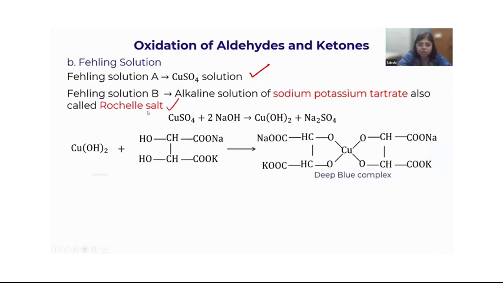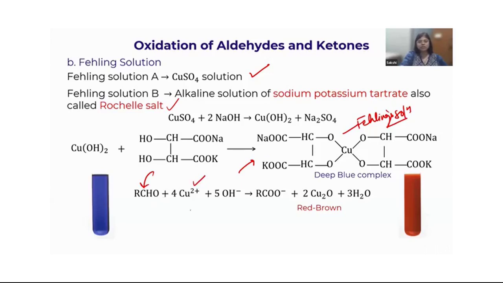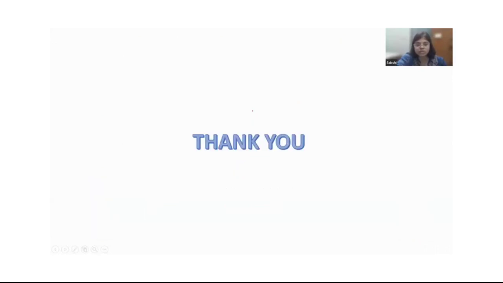Now this Fehling solution also oxidizes aldehyde and it gives a red-brown precipitate, but it only oxidizes the aliphatic aldehyde and not the aromatic ones. Okay, so you can see here there is a deep blue complex called the Fehling solution, which is formed by mixing of sodium potassium tartarate and copper sulfate. So this is aldehyde. So free copper ion is released. Right? So it gets oxidized to RCOO minus and the product is a red-brown precipitate, which is again a distinguishing test, but it is only given by aliphatic aldehydes and aromatic aldehydes do not respond to this test.